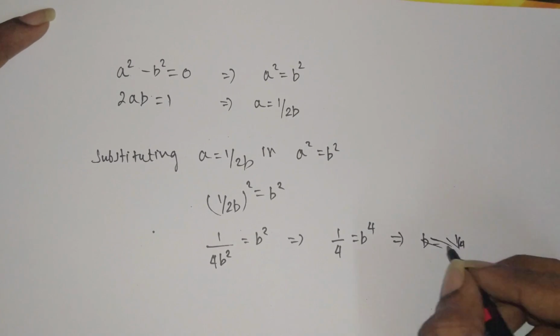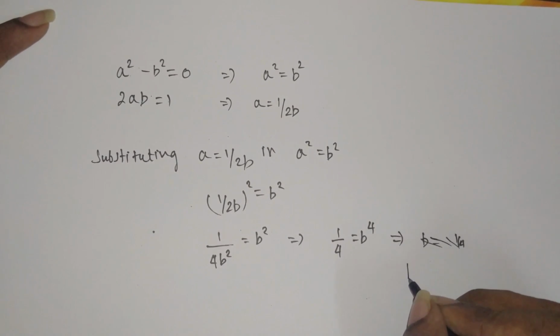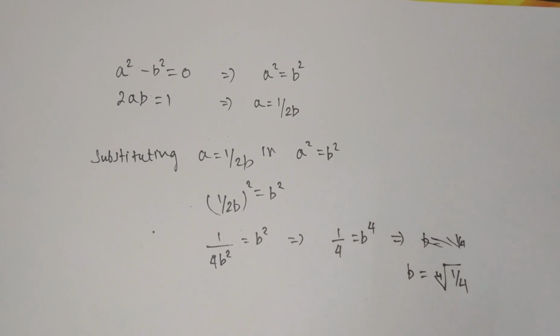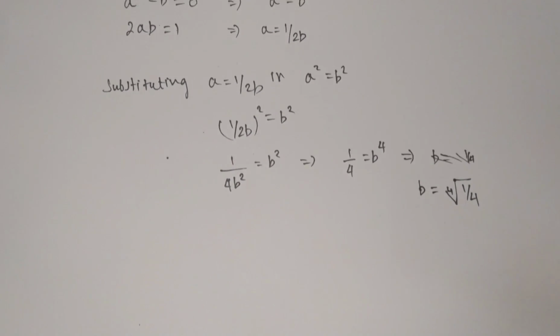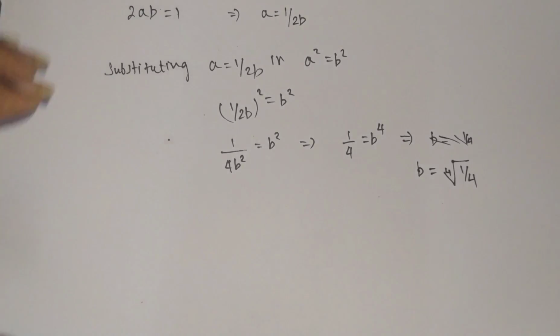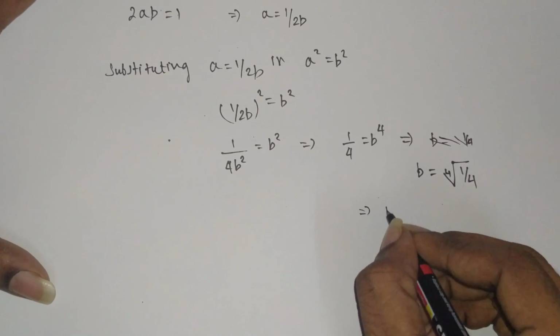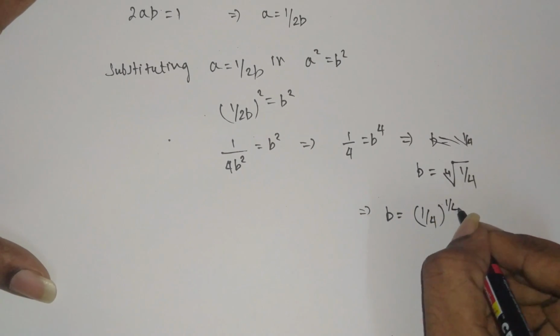Let me go step by step. So we will get b equal to fourth root of 1 by 4, which should be represented like this, 4th root of 1 by 4. Let me move up the page a little bit. So we have found b equal to 4th root of 1 by 4, which can be written as b equal to 1 by 4 to the power 1 by 4.